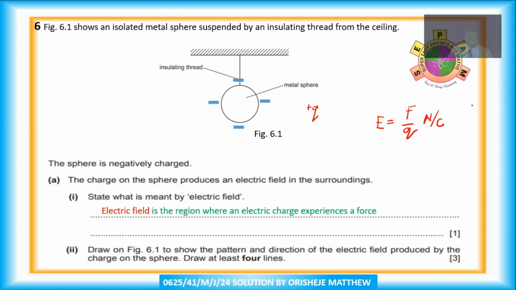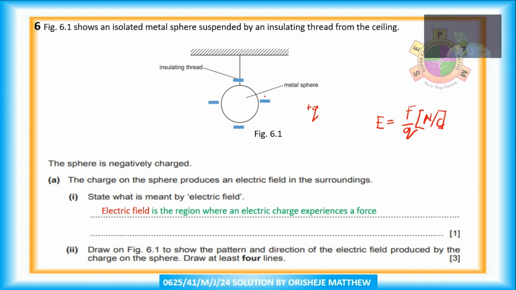Okay, so that is the unit in the bracket. Now, having known that, let's continue. It said, draw on figure 6.1 the pattern to show the direction of the electric field produced.